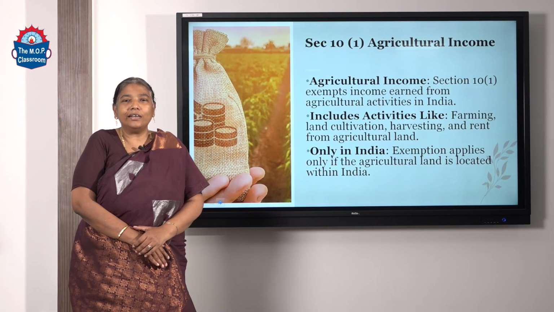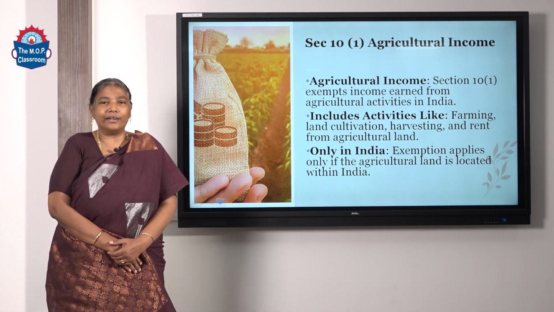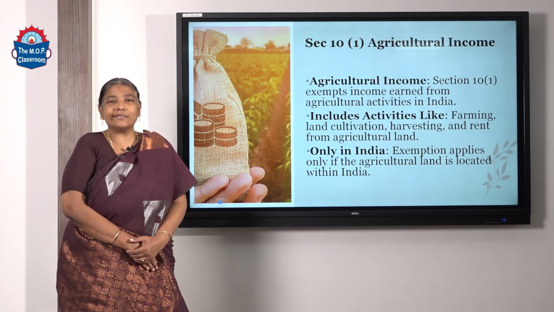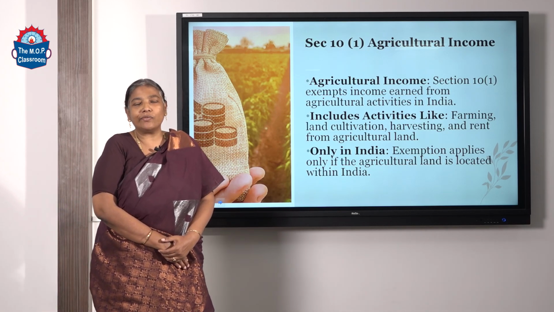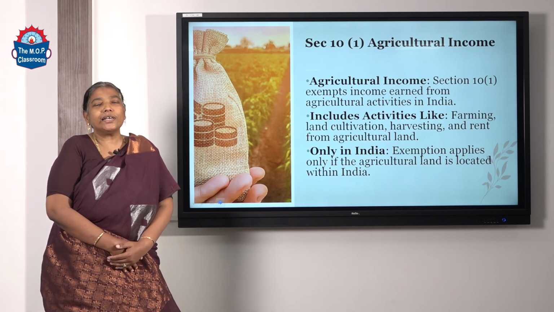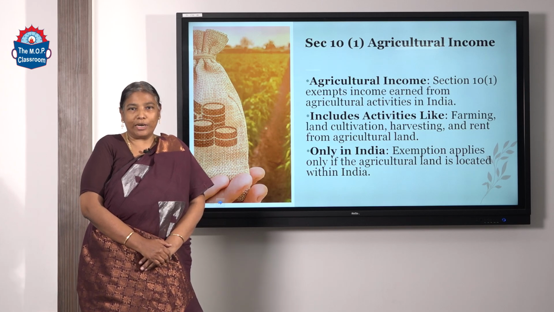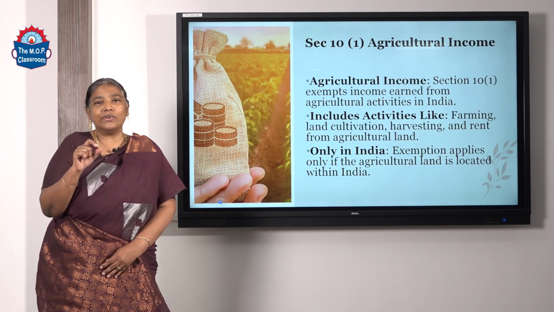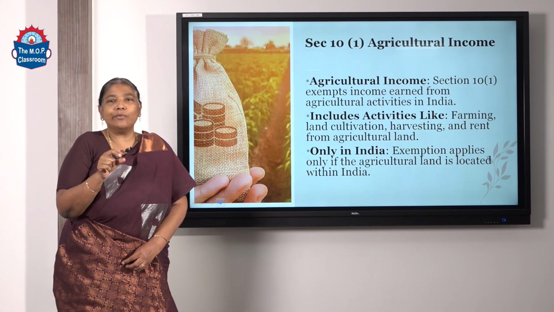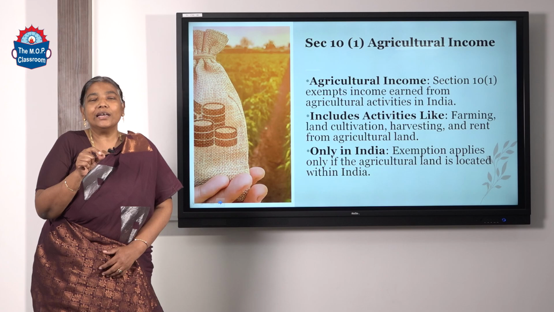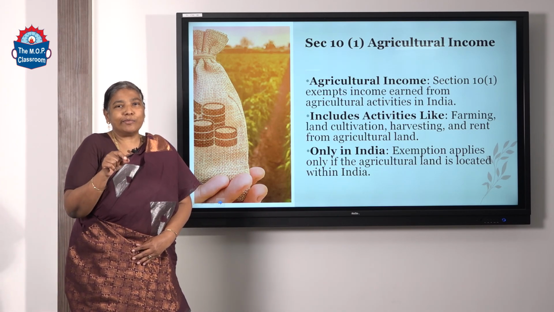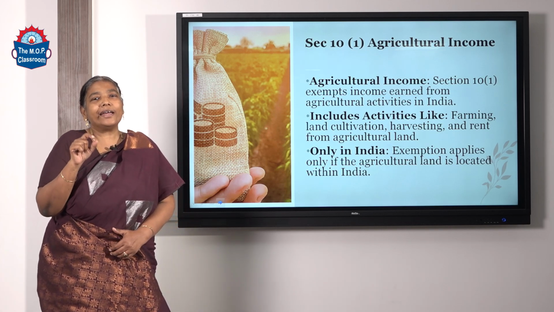Agriculture contributes significantly to the GDP of our country, and it is the backbone of our Indian economy. This is the first income that is fully exempted, provided there is some rent or revenue derived from land situated in India and used for agricultural purposes. So this one point itself covers three conditions. There should be some rent or revenue, that is, an income first of all, and that should be from a land which is situated in India.